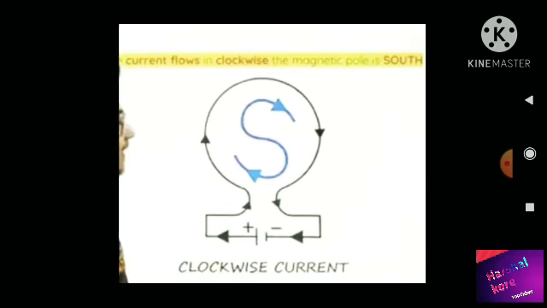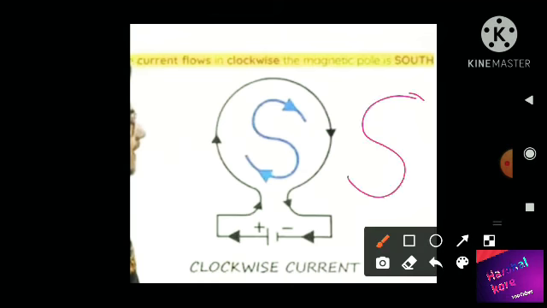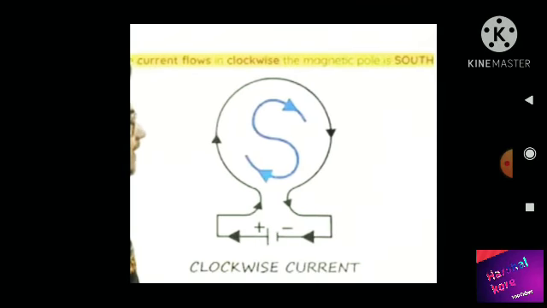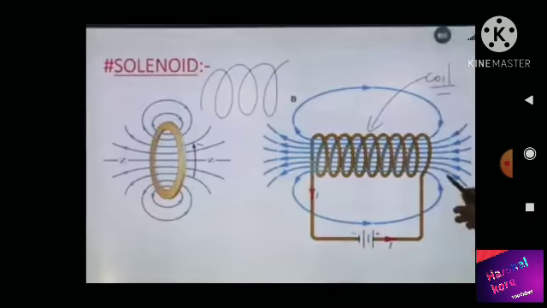And in the south case, when the current flows clockwise, the magnetic pole is south. By the design of the face we can understand the south magnetic pole occurs when clockwise current is flowing. So this is how it works. It is known as the face clock rule. So let's start our solenoid.